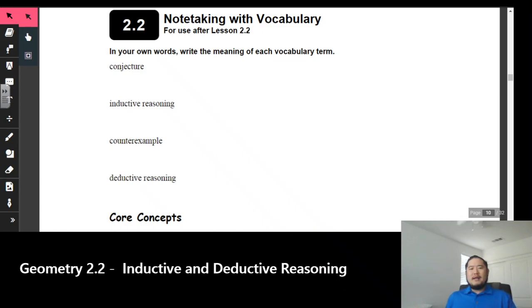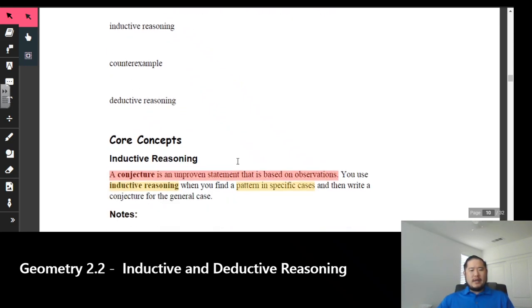Alright, we're going to take a look at section 2.2, which is inductive and deductive reasoning. We're going to take a look at these two types of reasoning specifically today, and to help get us started, let's take a look at these vocabulary terms. As I scroll down, let's take a look at our first core concept right here, which is inductive reasoning.